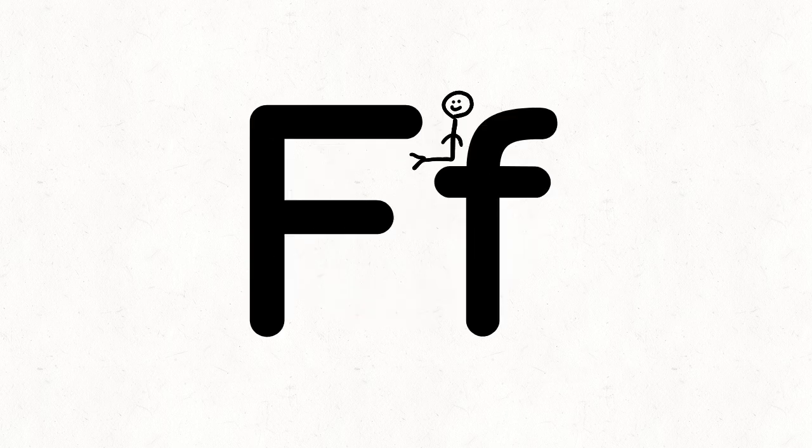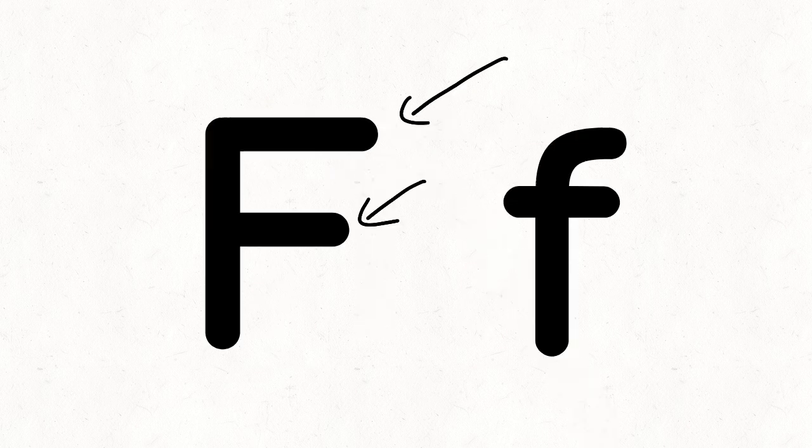Up next, F. For F, let's take away that crossbar, because uppercase F has 2 crossbars, and lowercase f has 1 crossbar, and then let's curve around the top part. Up next, G. For G, it looks like they closed the gap and flipped it upside down. So I'm gonna do the same thing.